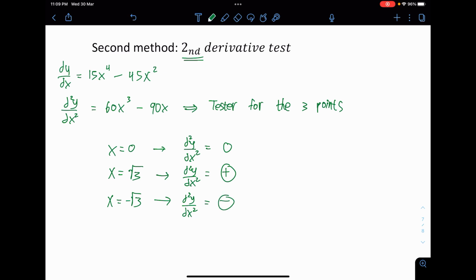Now how do we conclude from here? Whenever the result is positive, after you input the number, that means that particular location actually gives you a minimum point, not a maximum. Positive actually means a minimum in this case. When you get a negative, that means you are having a maximum point.